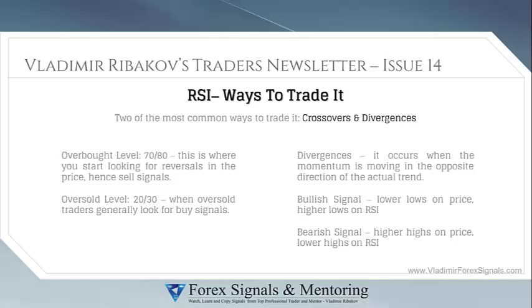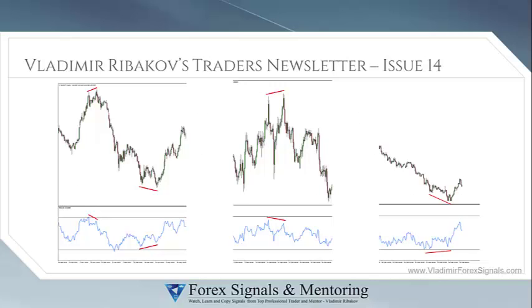The divergence principle is exactly like the stochastic and MACD which we saw. Opposite directions between the chart and the RSI will hint at a divergence. That's how it looks basically. Okay, higher highs on price, lower highs on RSI, bearish divergence, we expect a drop. Lower lows, higher lows, we expect a rally. Higher highs, lower highs, expect a drop. Lower lows, higher lows, we expect a rally.